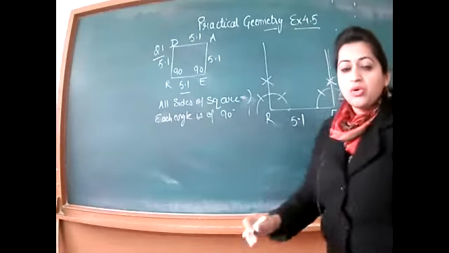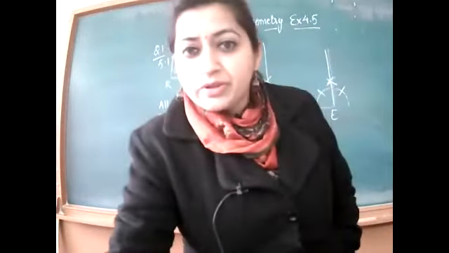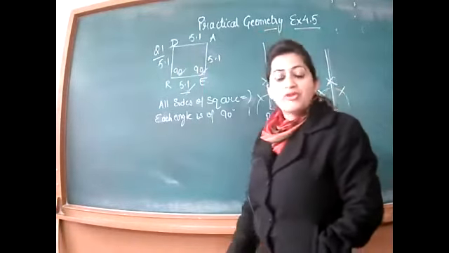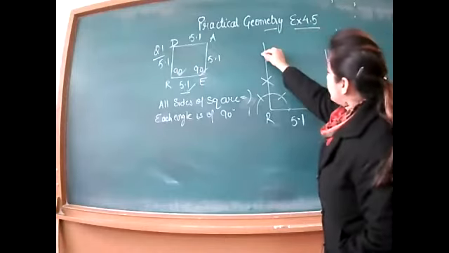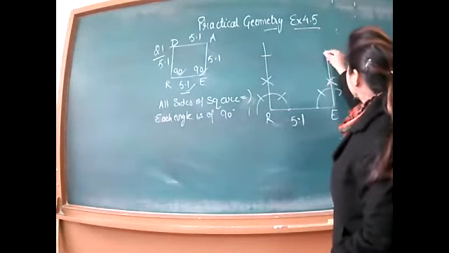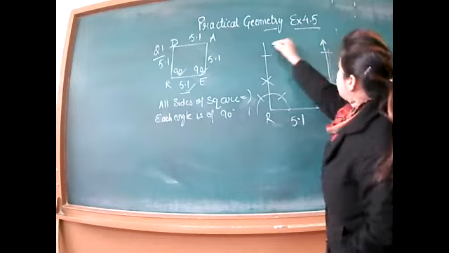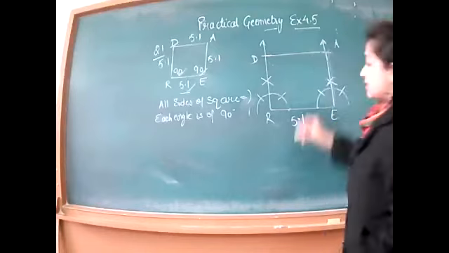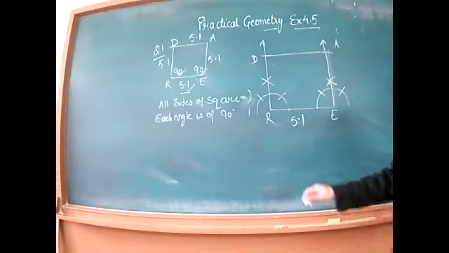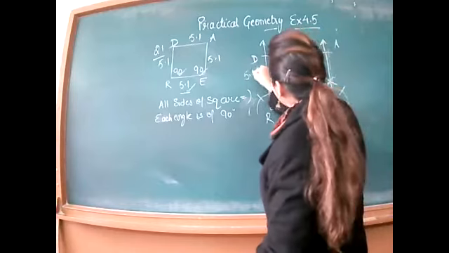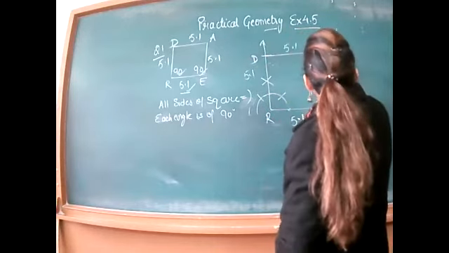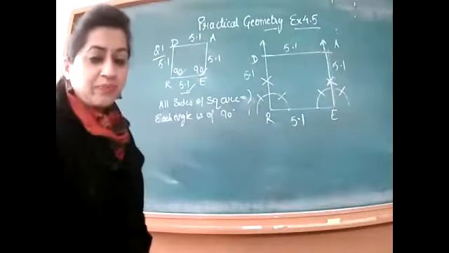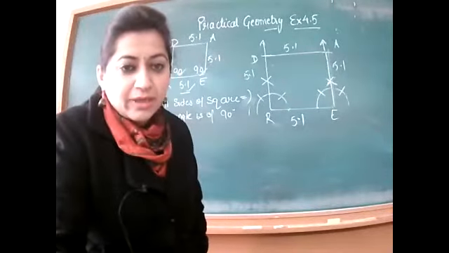Now, what you will do? We have drawn the base, we have drawn the angles. Now it's time to mark 5.1. From this point, you will mark 5.1 and you will name it DA. You will join this. This is your square READ and each of its sides is 5.1. Is it okay?